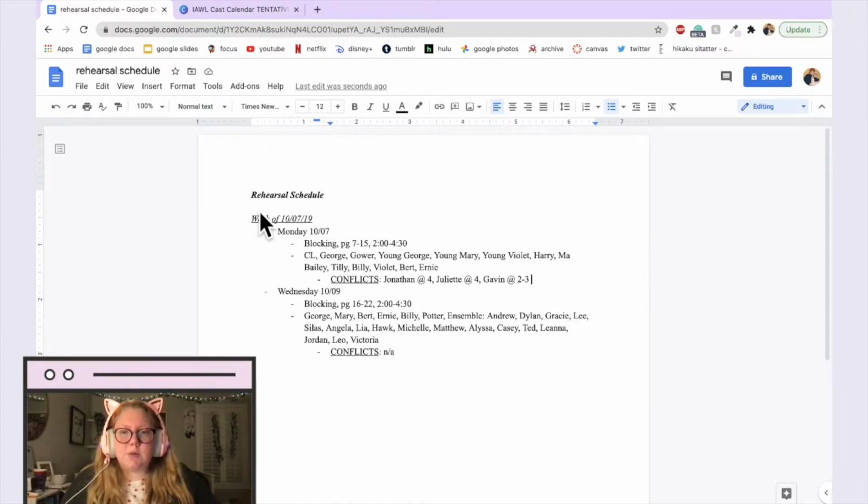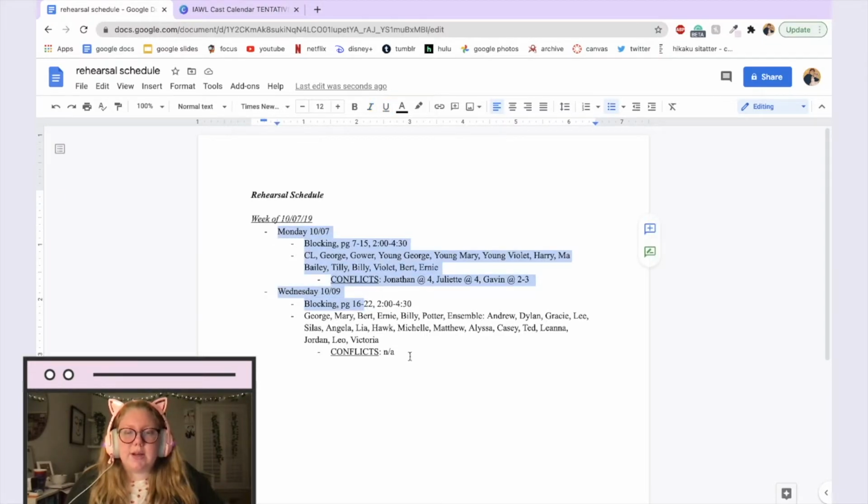Here is an example of a schedule from the week of October 7th, 2019, while I was the stage manager of It's a Wonderful Life, and it goes over the 2 days we had rehearsal that week. As you can see, it's broken down into the week. We have the week of 10/7, then Monday 10/7, and what we're going to be doing at rehearsal, which is blocking, what we're going to be going over, which is later pages 7 to 15, and the time of rehearsal. This would be your first line so that you can visually see, okay, here's what we're going to be doing and going over in the time we have.